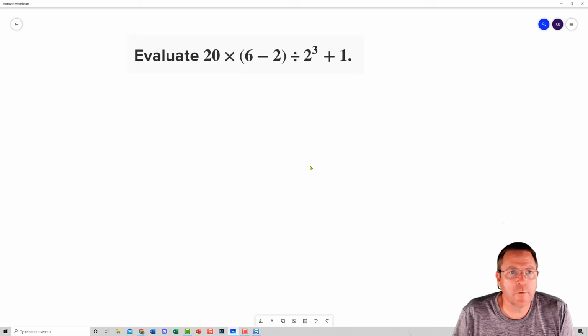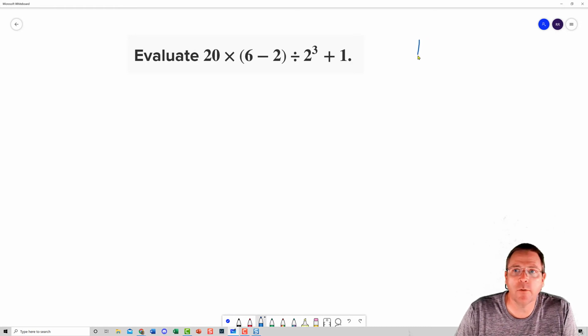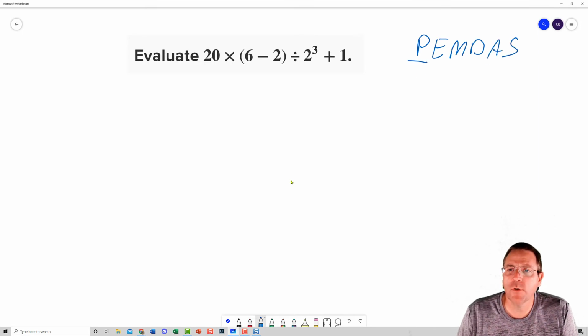Now, of course, first I want to talk about that word evaluate. Evaluate, we've discussed before. That's just a fancy mathematical nerd word for solve that sucker. So I'm going to write my PEMDAS, and first thing I'm going to do is look for parentheses. I have a set of parentheses right here, which is 6 minus 2.